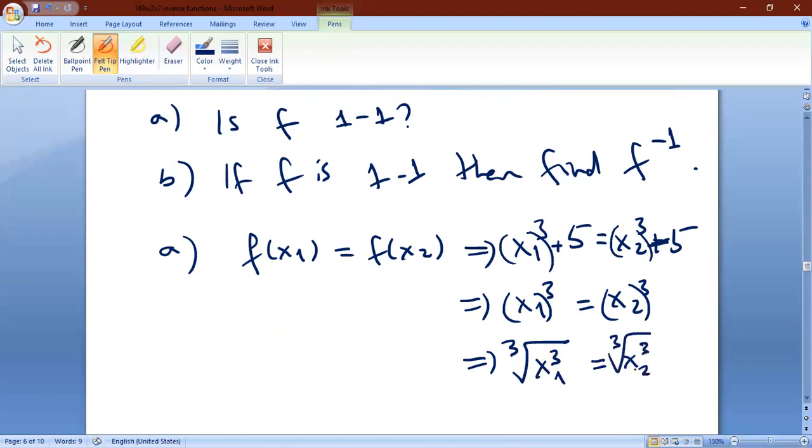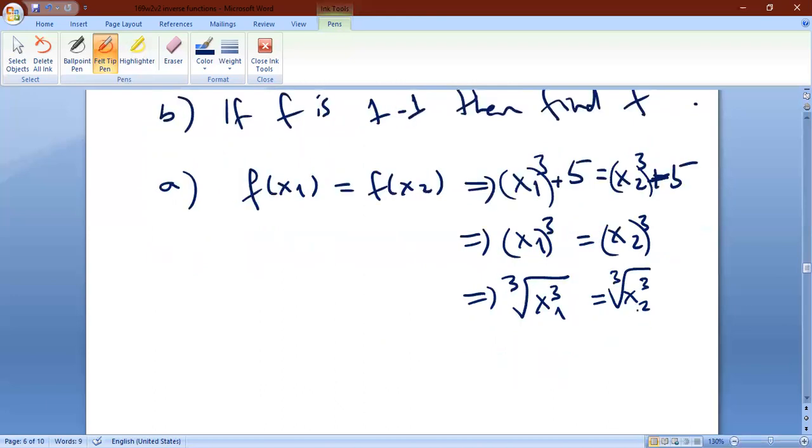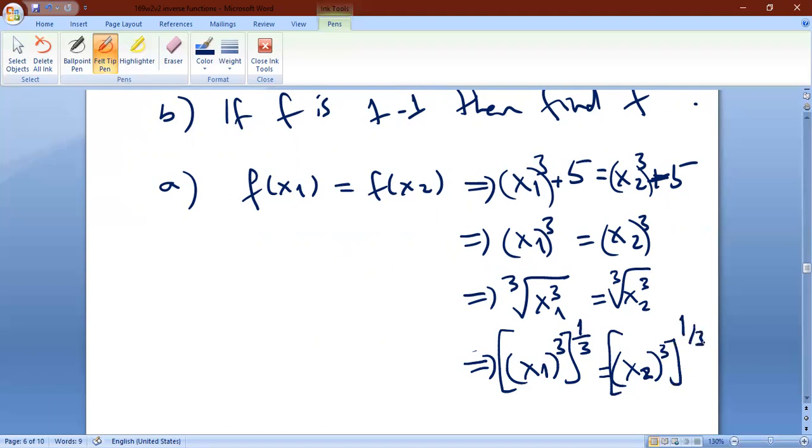As long as we do the same thing to both sides, like adding the same number, subtracting the same number, dividing both sides by the same number, or taking the same root of both sides, we are going to have the equation again. But taking the cubic root means what? That's x1 cubed to the power 1/3. Same on the right side also. X2 cubed to the 1/3.